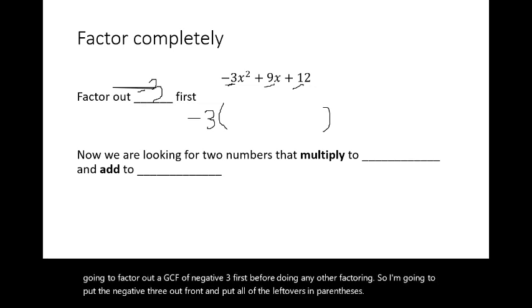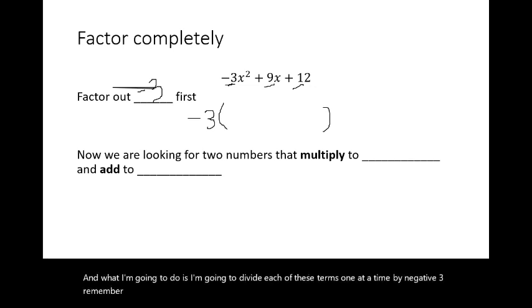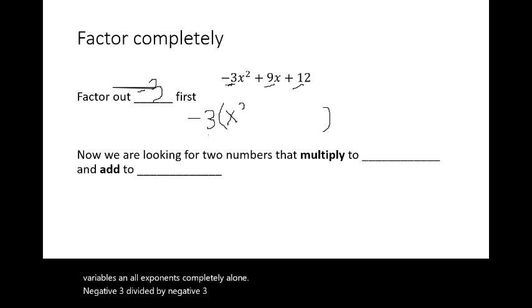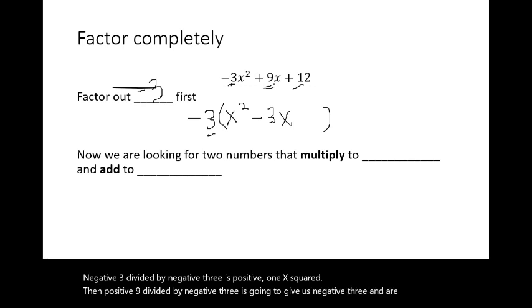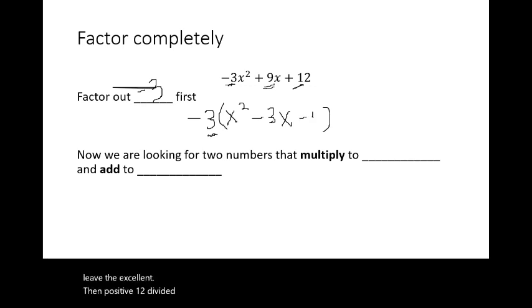And what I'm going to do is divide each of these terms one at a time by -3. Remember that if you are not factoring out a variable, which we're not, you're going to leave all variables and all exponents completely alone. So -3 divided by -3 is +1x squared. Then +9 divided by -3 is going to give us -3, and you're going to leave the x alone. Then +12 divided by -3 is -4.